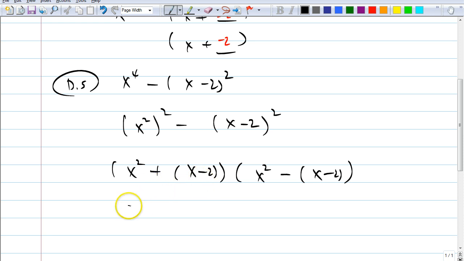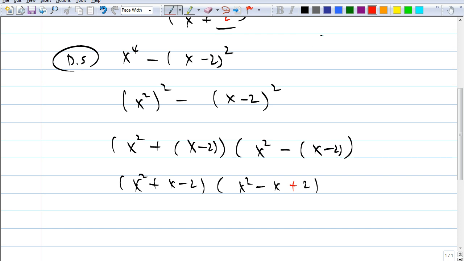You should simplify this, and when you do that you get x squared plus x minus 2 here, x squared minus x plus 2. Isn't that plus 2? Do you see why it's plus 2? Because you have a negative out in front of the parentheses. Correct? Alright, so am I done?